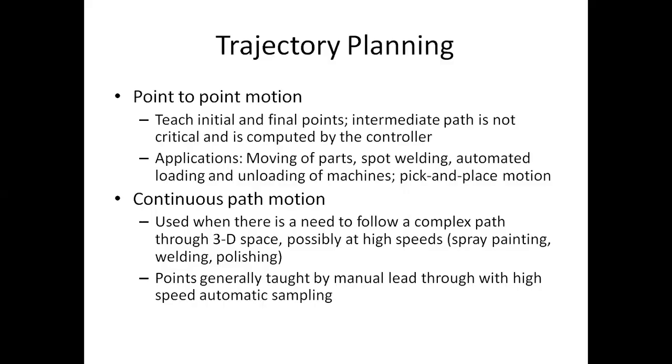Whereas in the case of trajectory planning, we'll have two different types of motions, point to point motion and continuous path motion. Point to point motions, we'll have taught initial and final points. So the intermediate path is not a critical one and it is computed by the controller.